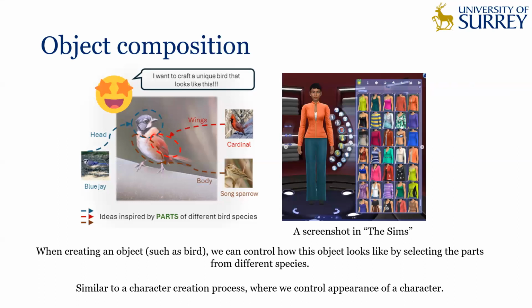For example, creating this bird, we want to create a bird with blue jay head and cardinal wings and also some sparrow body. An intuitive example is the character creation process where we control the appearance of a character. We can create the character with different clothes, pants, or different look.